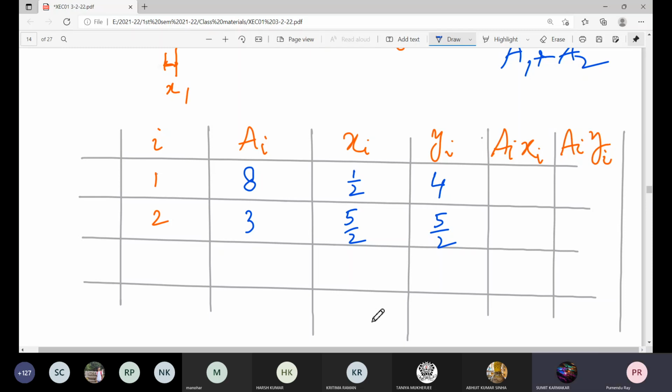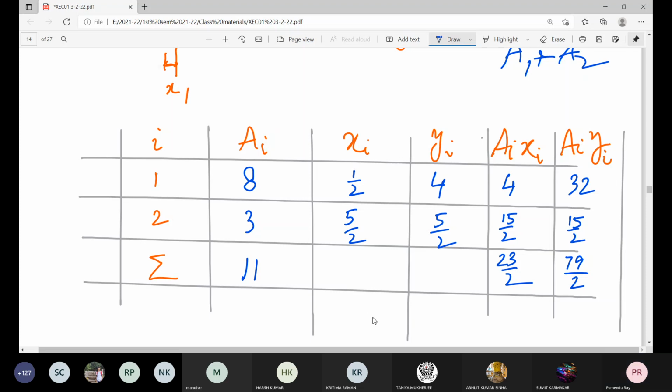Summation A1 X1 is 23 by 2, and summation AI YI is 64 plus 15 by 2, which is 79 by 2. Summation AI is 11. Now you can calculate it in the form of fraction or decimal, but for the time being we keep it. If by any chance there is a possibility of cancelling the same term from numerator and denominator, we can use that facility.